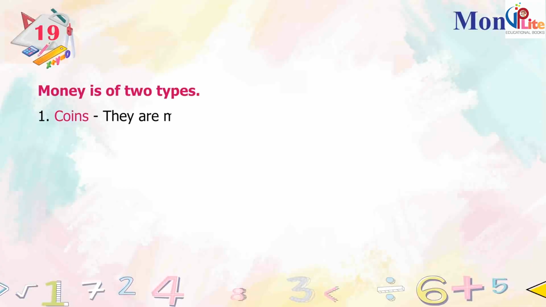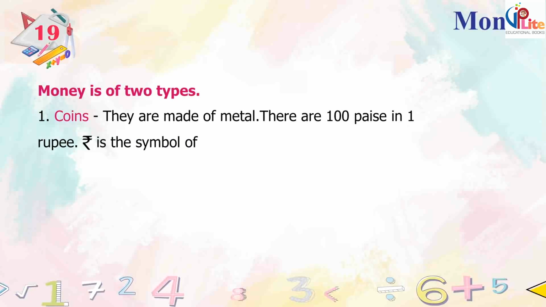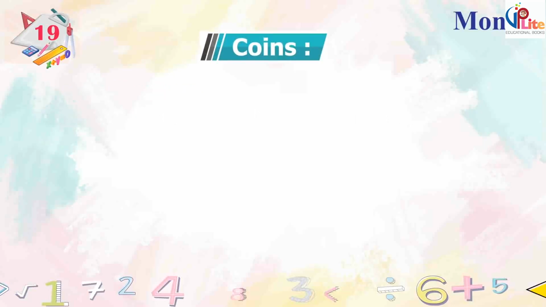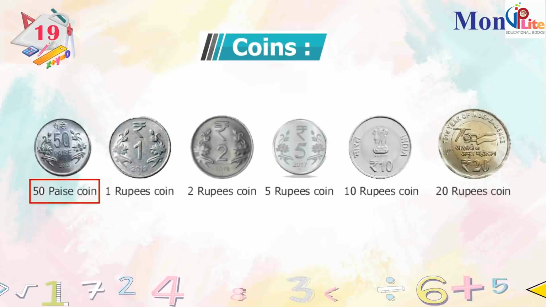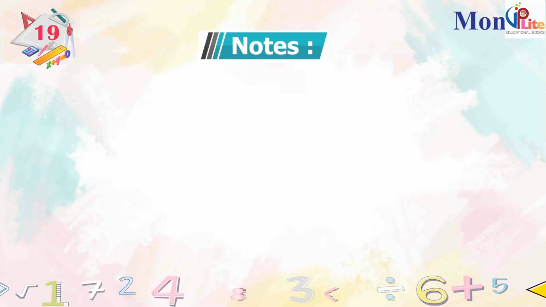Chapter 19. Money. Money is of two types. 1. Coins, they are made of metal. There are 100 paise in 1 rupee. Rupee is the symbol of Indian rupee. Coins: 50 paise coin, 1 rupee coin, 2 rupees coin, 5 rupees coin, 10 rupees coin, 20 rupees coin.